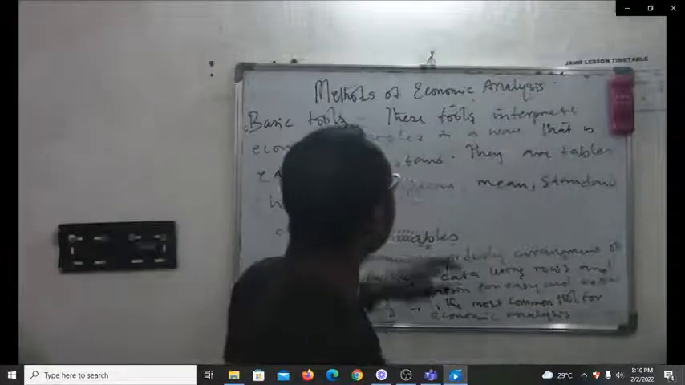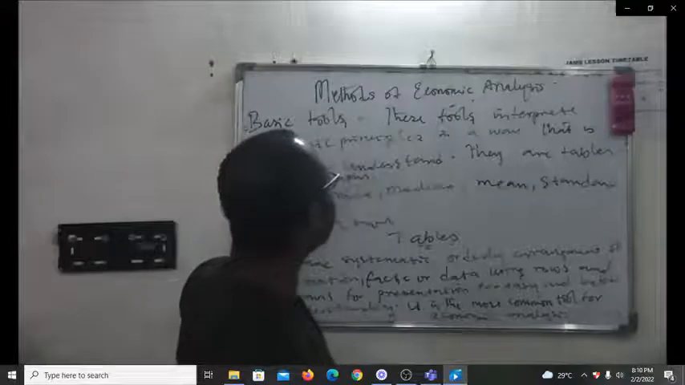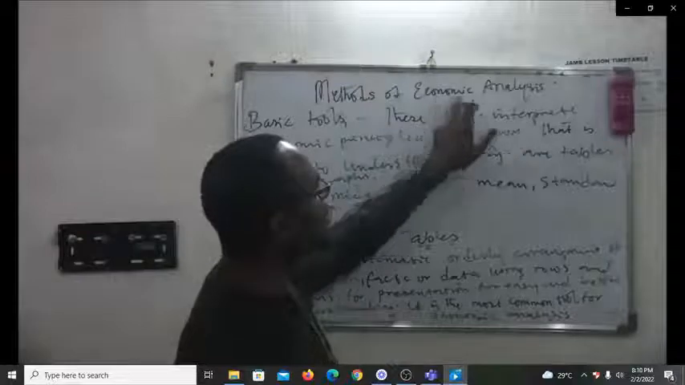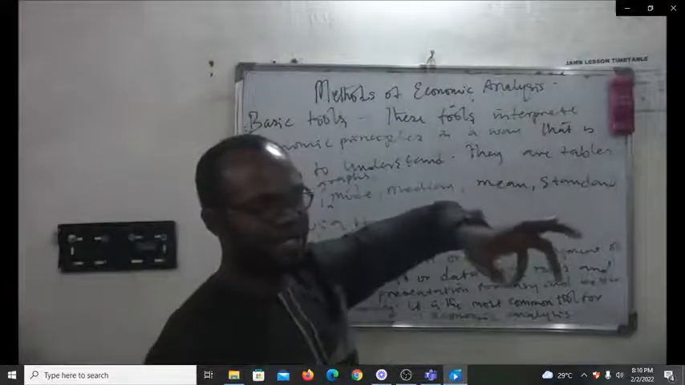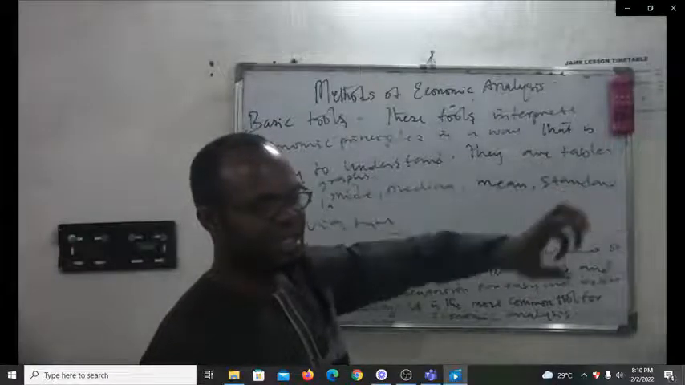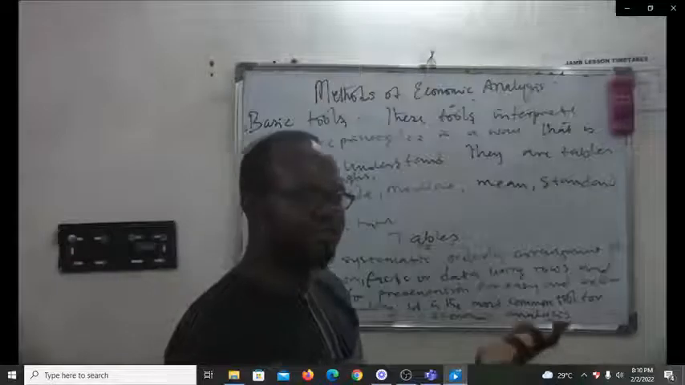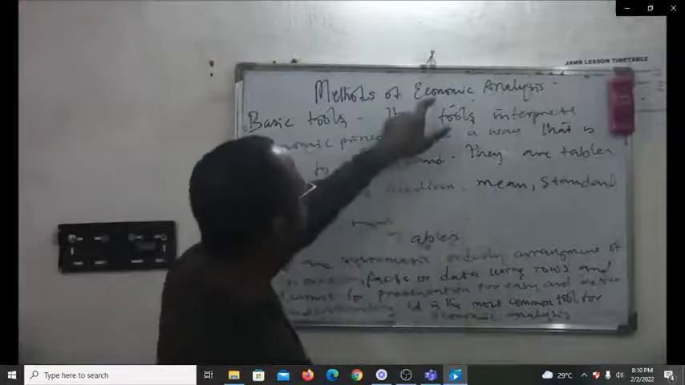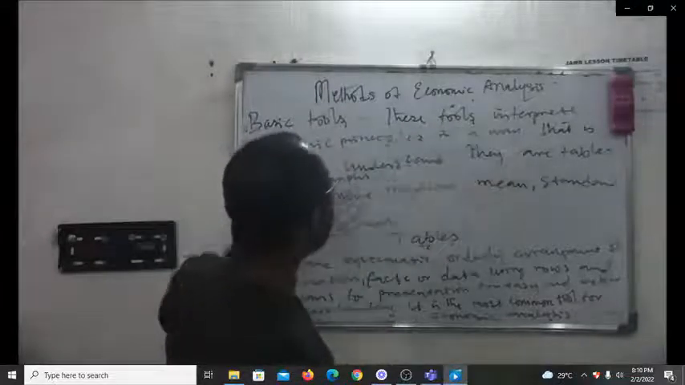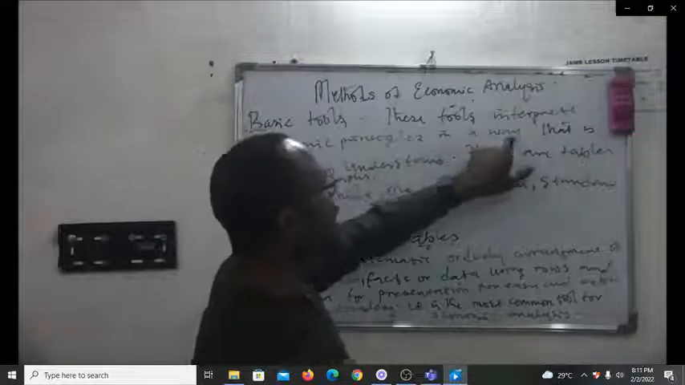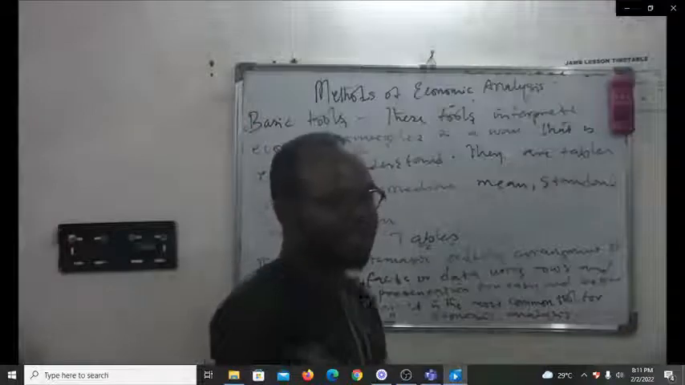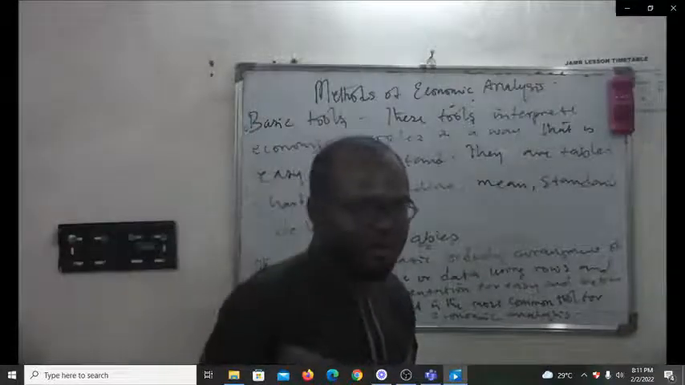You can do that using what we call basic economic tools. So you can do economic analysis to compare the various economies, the kind of market that is moving. You understand? The kind of things that you can produce and leave the other. How do you show people? You do it using basic economic tools. And what are these tools? These tools interpret economic principles in a way that is easy to understand. They present the data for you, the facts and figures that make America better than Nigeria.